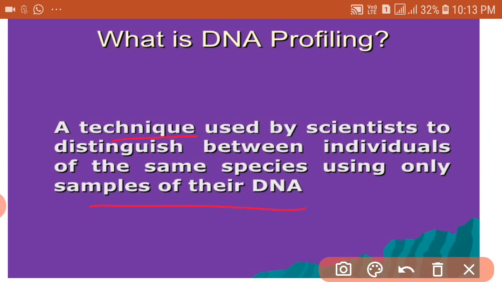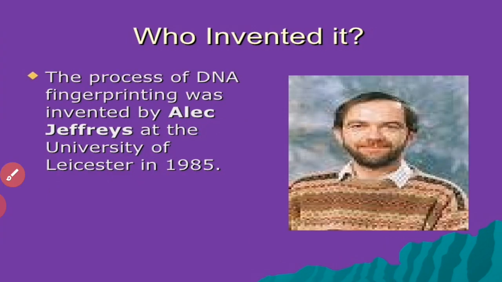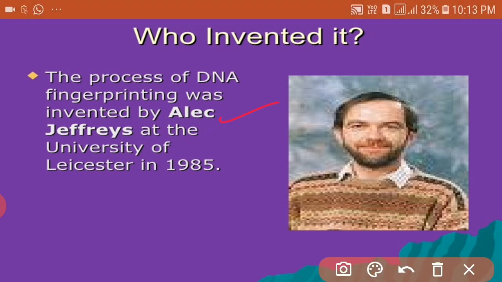These parts which show a high degree of polymorphism are known as VNTRs, that means variable number of tandem repeats. The process of DNA fingerprinting was invented by Alec Jeffrey, who was a British geneticist, in the year 1985.